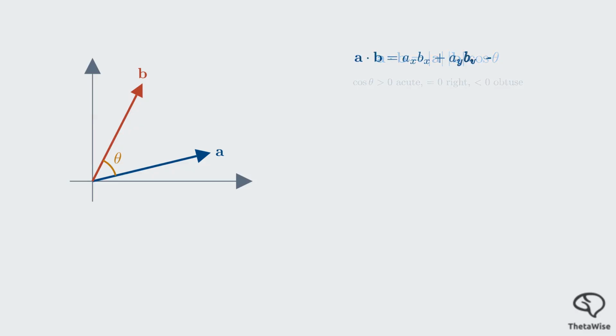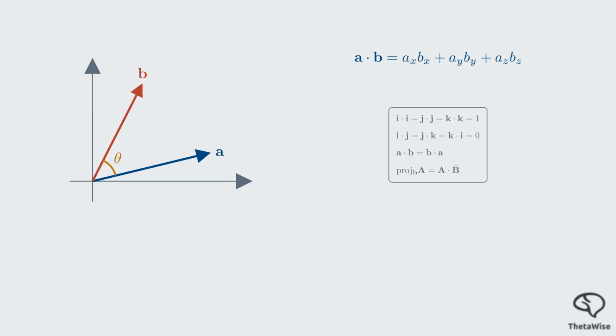In components, if A is A sub x, A sub y, A sub z, and B is B sub x, B sub y, B sub z, then A dot B equals A sub x B sub x plus A sub y B sub y plus A sub z B sub z. The basis vectors make this work. I dot I, J dot J, and K dot K are 1, while different basis vectors have dot product 0. The dot product is commutative, so A dot B equals B dot A. It also gives projection. The scalar projection of A onto B is A dot the unit vector along B.